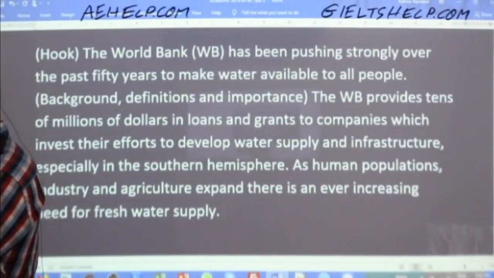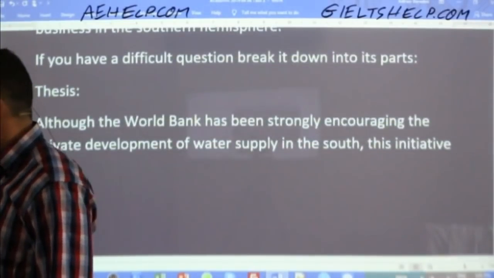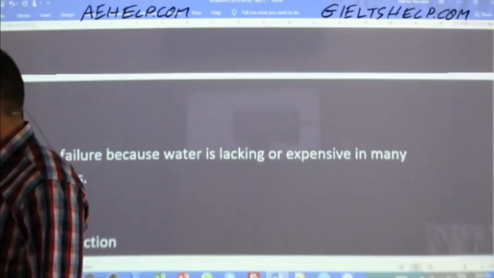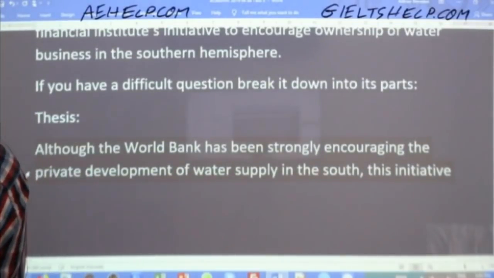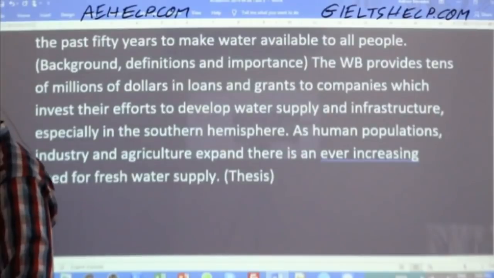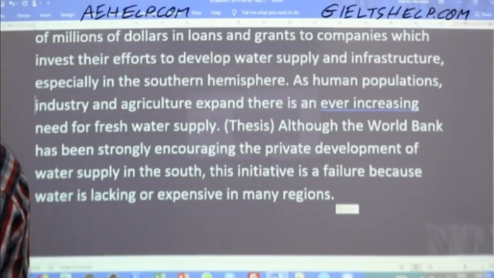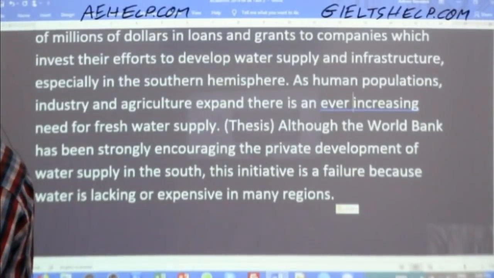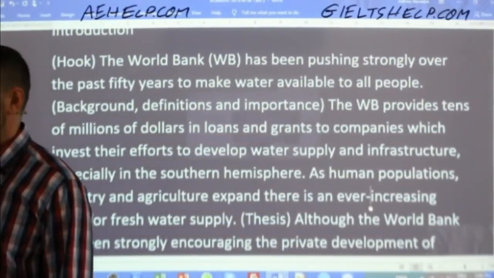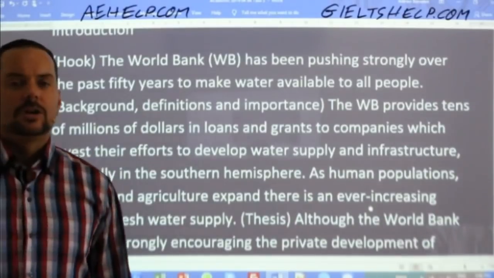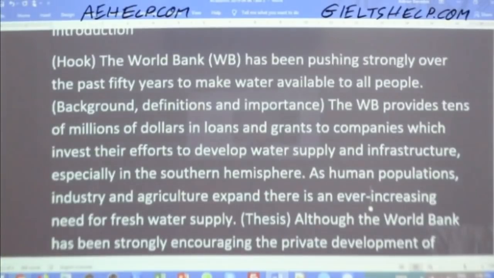So now comes my thesis. And all I need to do is take the thesis that I've developed up here and put it underneath, at the end of my introduction. Okay, so now I have my introductory paragraph, and now I know what I'm doing and where I'm going with it. Okay? Is it clear so far, members? Is it clear what I've done, how I developed this, and what I wrote? So let's read this together.